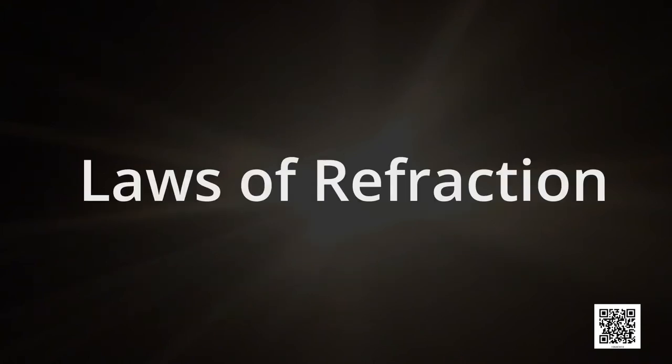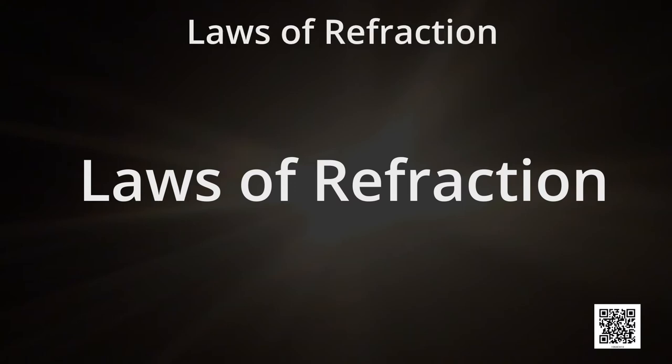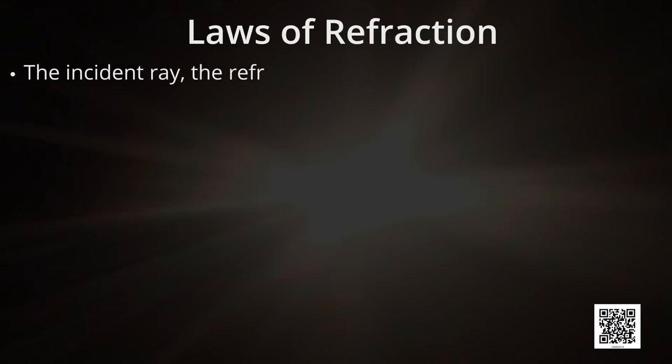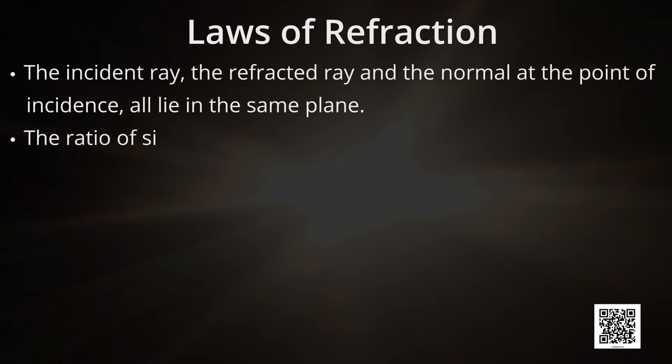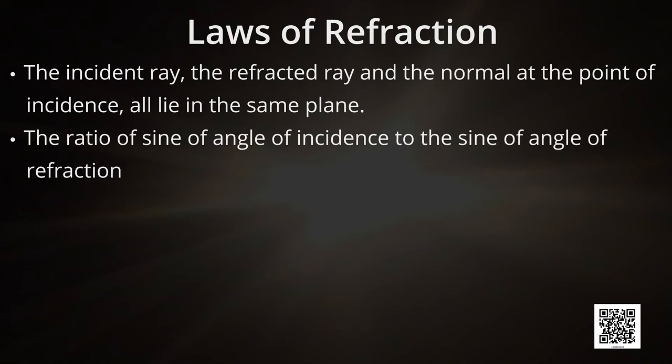Dear children, now let's understand the laws of refraction. Refraction of light on going from one medium to another takes place according to two laws of refraction. According to the first law, the incident ray, the refracted ray, and the normal at the point of incidence all lie in the same plane. And according to the second law, the ratio of the sine of the angle of incidence to the sine of the angle of refraction is constant for a given pair of media.